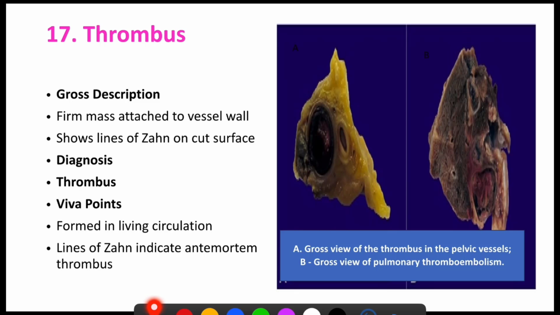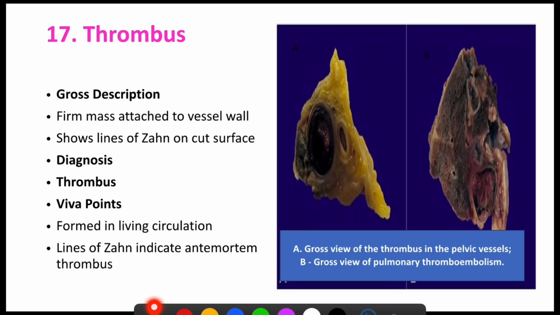Now thrombus. Here these are two specimens showing a vessel having thrombus in the lumen. This is a pelvic vessel where you can find the presence of a red-colored thrombus, and here this is part of the lung, and this great vessel shows pulmonary thromboembolism. Gross description: it is a firm mass attached to the vessel wall. You can find lines of Zahn on the cut surface, and this is the thrombus.